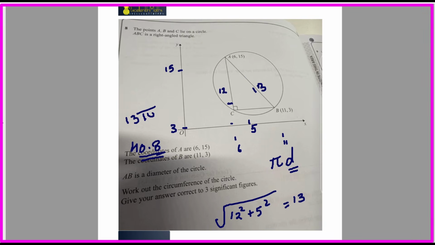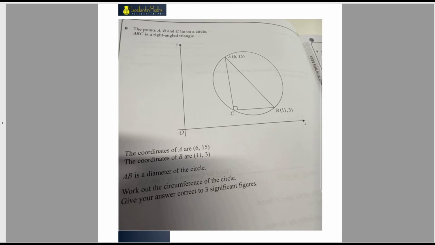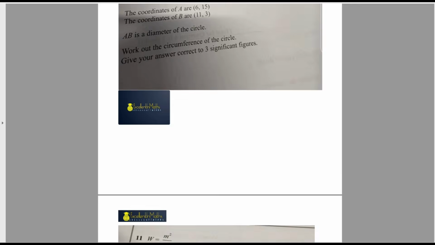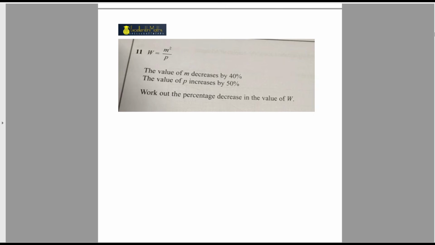Next one. Here he says find the value of m. Given the value of m decreased by 40% and the value p will be decreased by 50%. So here the multiplier is 1, it's decreased, so it's 0.6. And the multiplier here is 1.5.